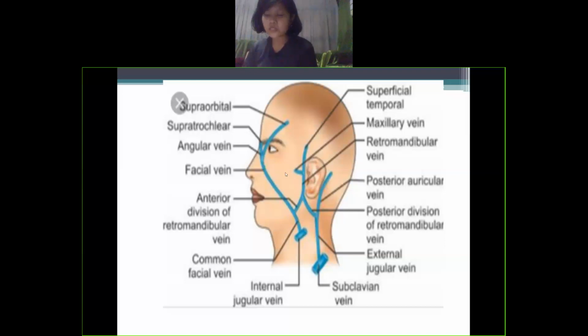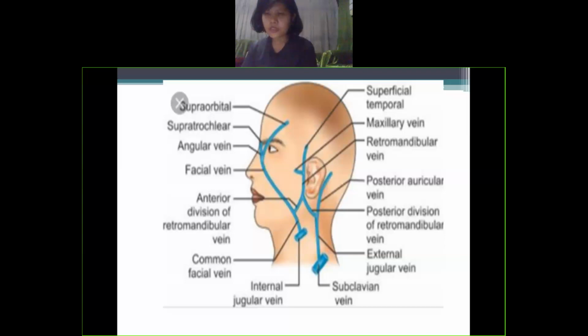Okay, next is the facial vein. The facial vein is where most of the venous blood, that is the deoxygenated blood, returns from the face. Usually the deoxygenated blood, that is the venous blood, is coming and returning here, in the facial vein. And this facial vein also lies here on the median side of the face.